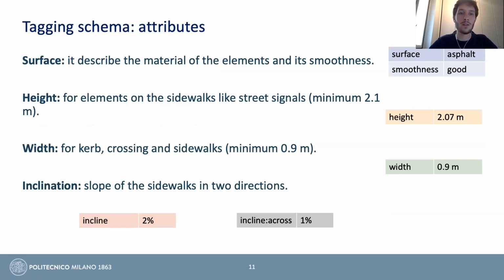Once we have described all these elements, there are also some attributes, other characteristics that are important to analyze, for example the surface of the sidewalks, the height of the elements present on the sidewalk, the width, and the inclination, because these are two limits that make it difficult for people with wheelchairs to move.